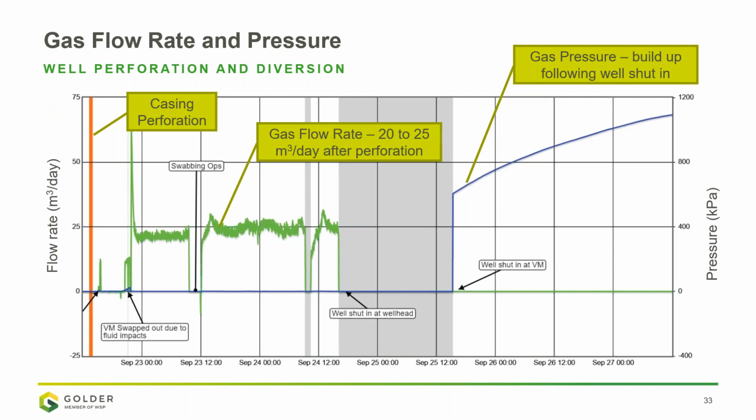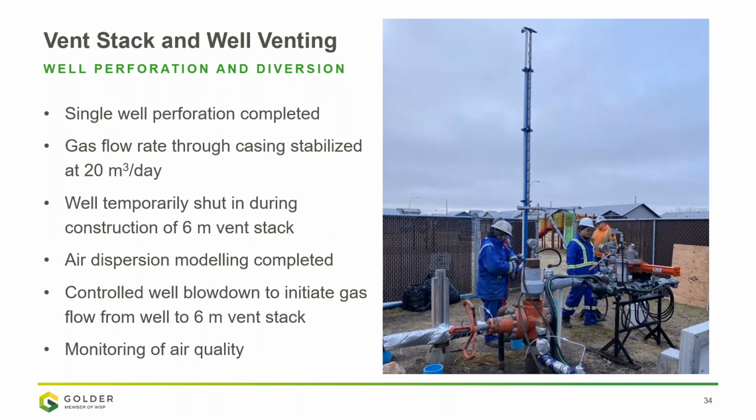So we weren't prepared to deal with it. So the well was shut in initially at the wellhead and then later at the vent meter. The pressure was allowed to build up while we regrouped and developed a management strategy for how we were going to deal with these higher flow rates of methane. And the plan on the next slide was to construct a vent stack and vent the well to atmosphere.